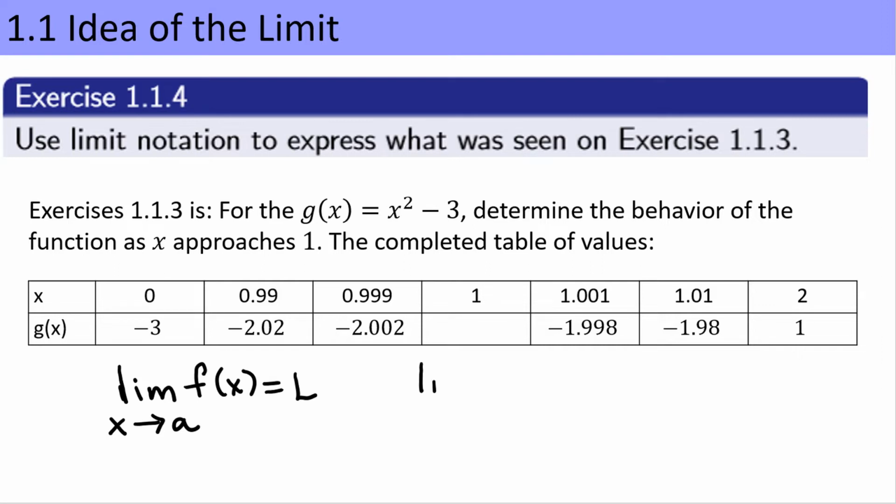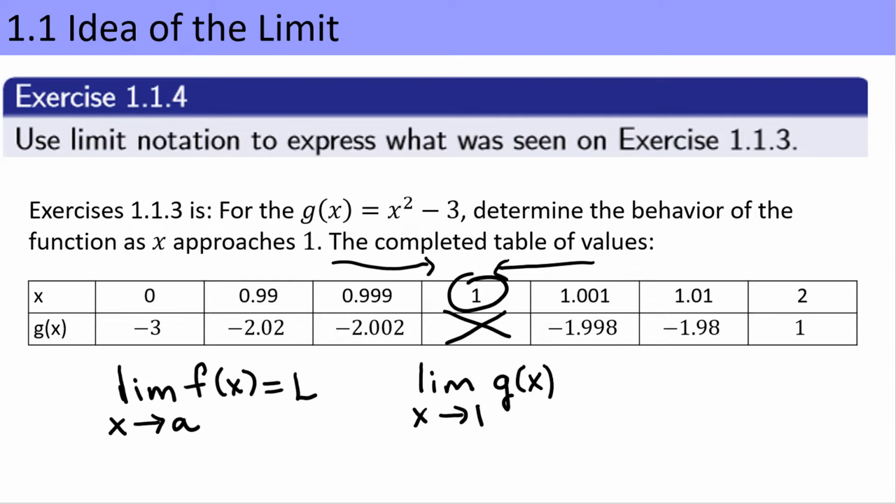So we would write the limit as x approaches, and the value it's approaching is 1. Again, we don't care what the function does at 1. We only care what the function does as it gets arbitrarily close to 1 from both sides. And we'll write the limit as x approaches 1 of g of x equals, and we see in the table of values that the function approaches -2.